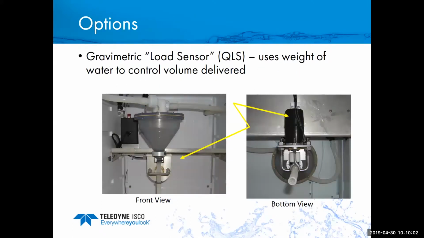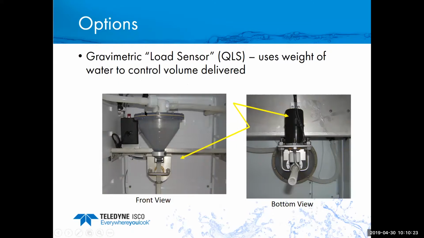The next option is our gravimetric, or our load sensor. We call that the QLS version. It actually weighs the water coming into the sample chamber, and that's how it determines the actual volume that you delivered. It knows the weight of the liquid for certain volume amounts.